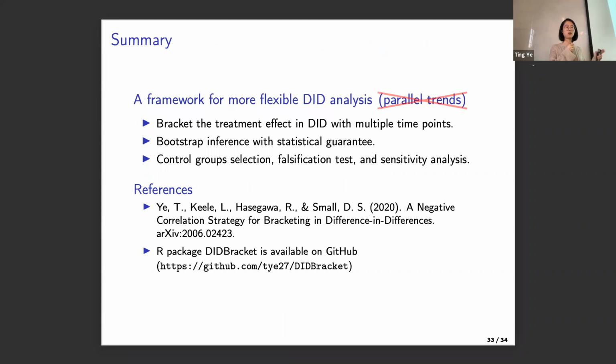So in summary, we propose a framework for more flexible DID analysis without the parallel trends assumption. We have an identification strategy under the monotone trends assumption. This can provide a partially identified set for the treatment effect. And because the partially identified set has these minimum and maximum operators, we propose a bootstrap inference with statistical guarantees. We also have approaches for control group selection, sensitivity analysis and falsification tests, which are not discussed in detail in this talk, but I have appendix slides. If you're interested, you can look at them.